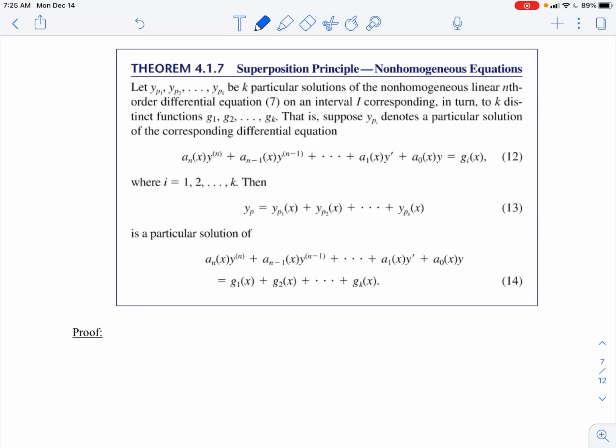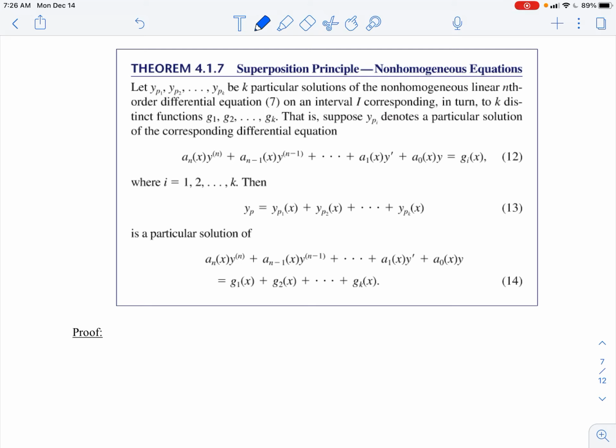Theorem 4.1.7, the superposition principle for non-homogeneous equations. Let y sub p1, y sub p2, all the way to y sub pk, be k particular solutions of the non-homogeneous linear nth order differential equation (7) on an interval I, corresponding in turn to k distinct functions g1, g2, through gk. That is, suppose y sub pi denotes a particular solution of the corresponding differential equation, where i equals 1, 2, all the way to k.